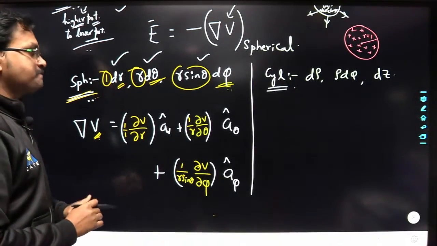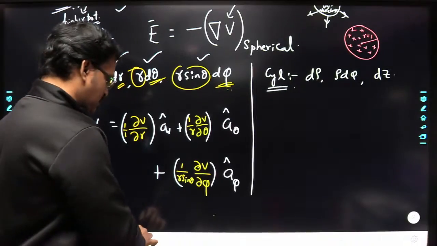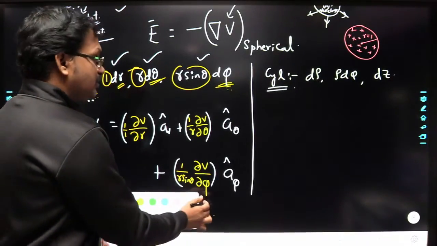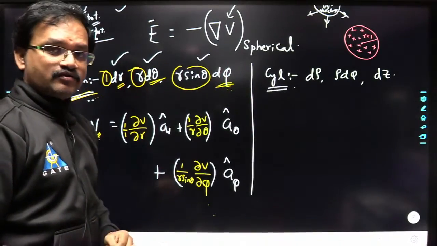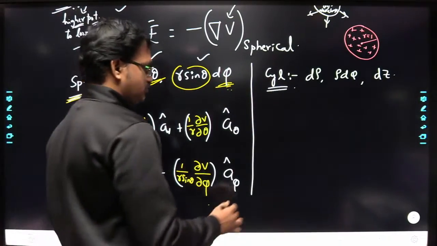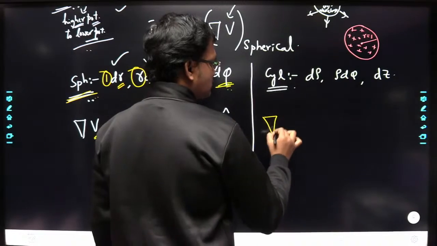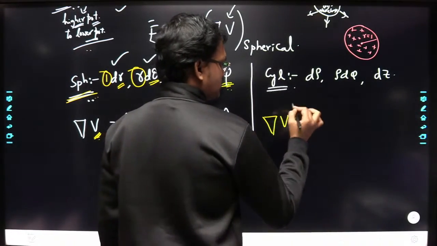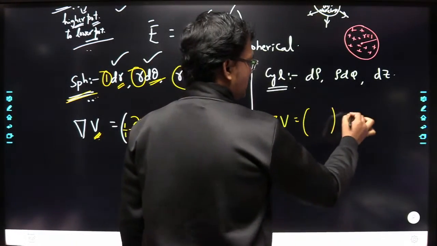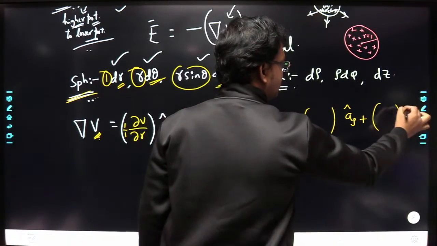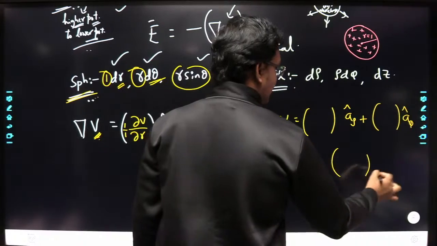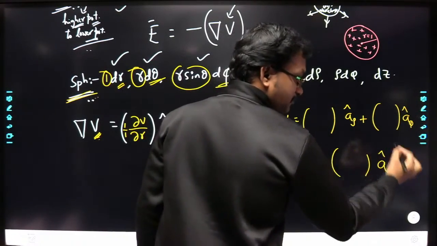Understood? Similarly, if you want to expand gradient of V in cylindrical coordinate system, how can you do that? Tell me. So gradient of V is equal to what? First write the a rho cap term, plus a phi cap term, plus a z cap term.